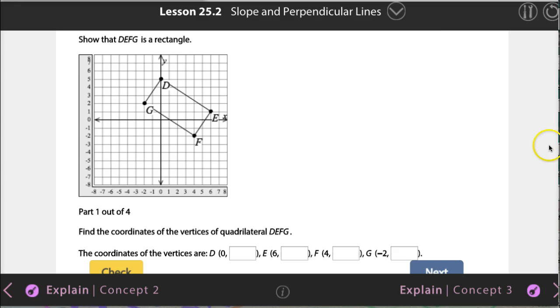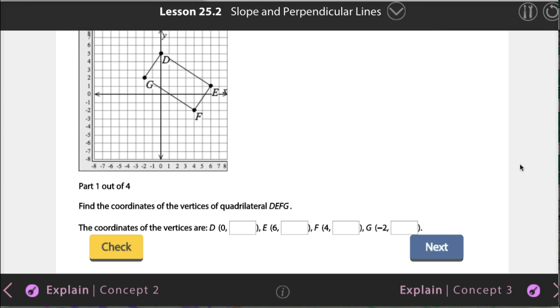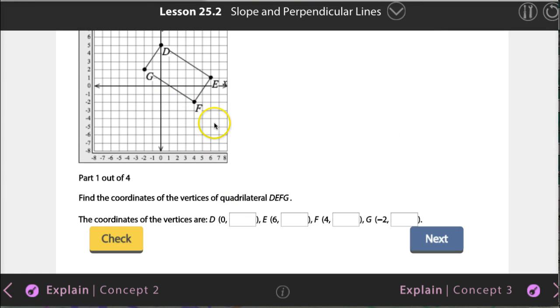So now let's just go ahead and write our answer down here. First, you have to find the coordinates. In the textbook, they make you do it this way, right? So coordinates for D is 0, 5, and E is 6, 1, and F is at 4 comma negative 2, and G is at negative 2 comma 2.